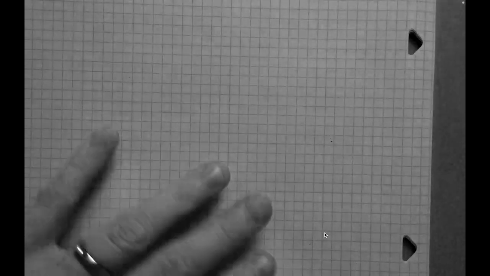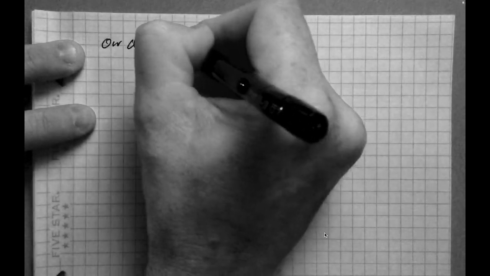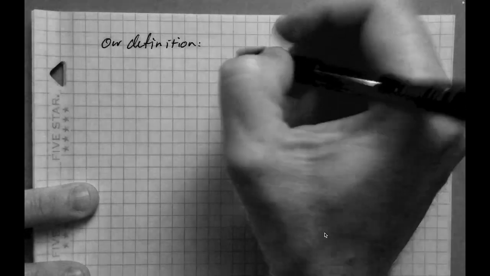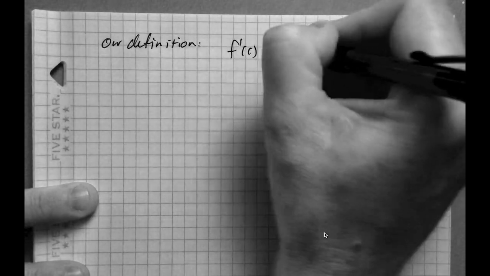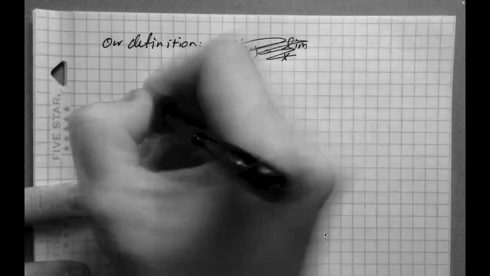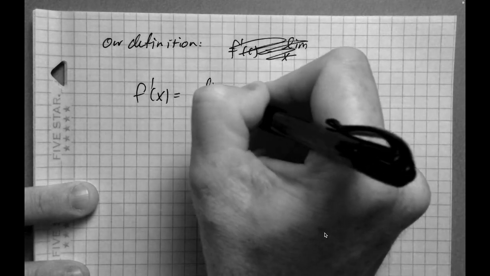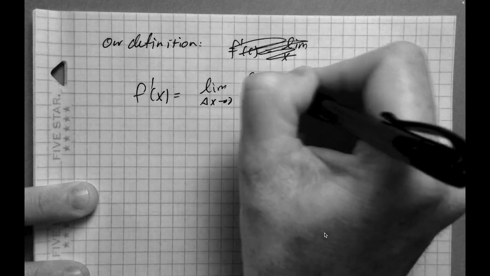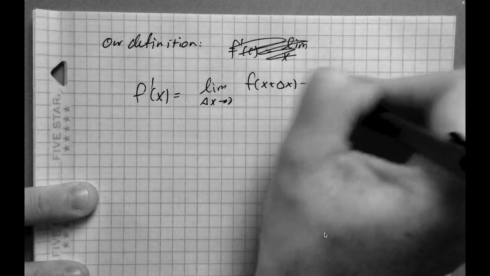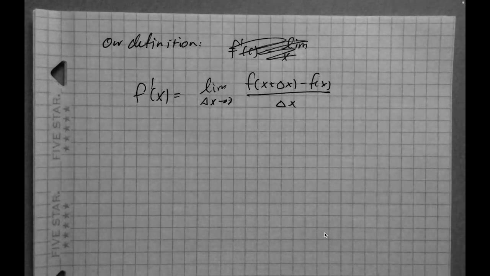That is another example. Now, our definition of the derivative. There are a lot of different ways to define this. The definition we've been running with is f prime of x is equal to the limit as delta x approaches 0 of f of x plus delta x minus f of x, over delta x. So that's been the definition we've been working with.